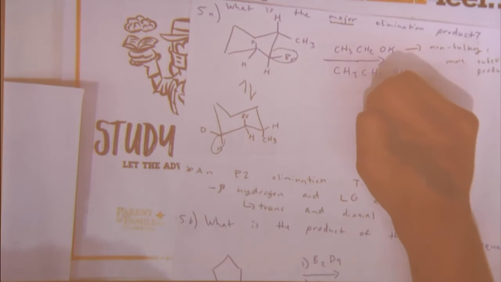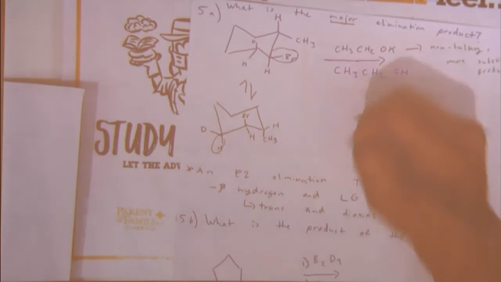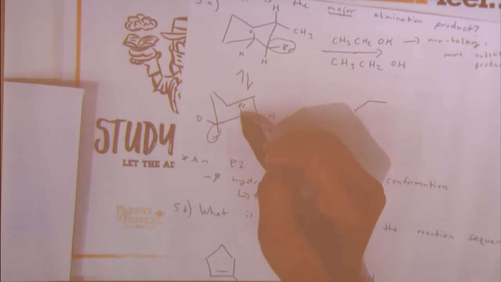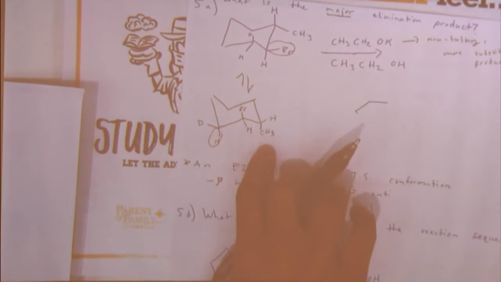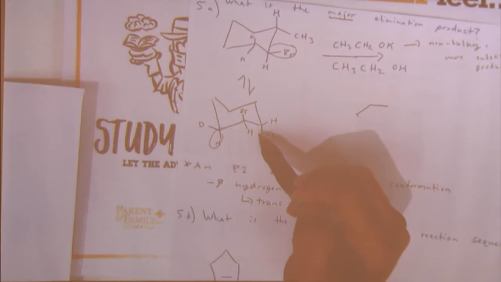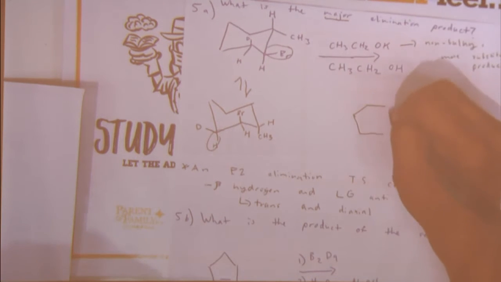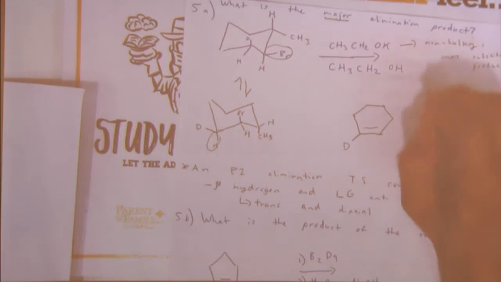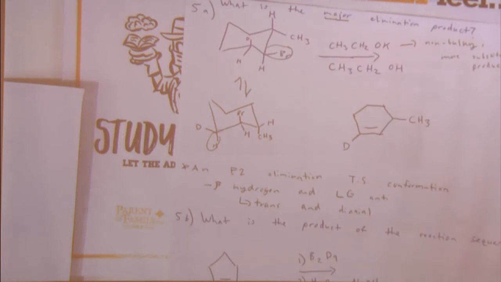So our product, in a non-chair conformation, so it could either say this is the type of conformation that the product will have to be in, or if it actually wants the elimination product, then it will look like this, with the deuterium still on, and the methyl group in that position. Any questions? Okay.